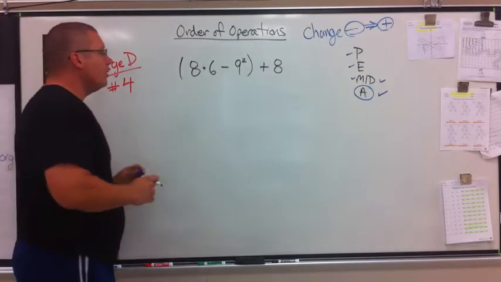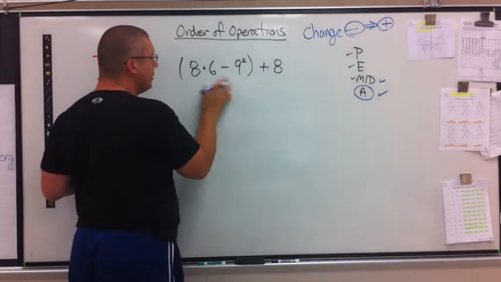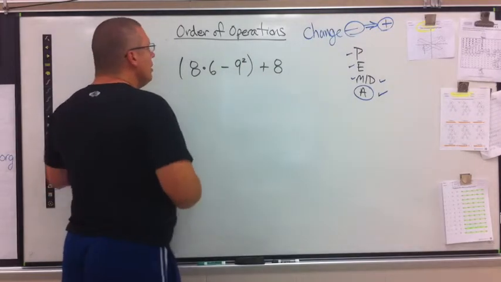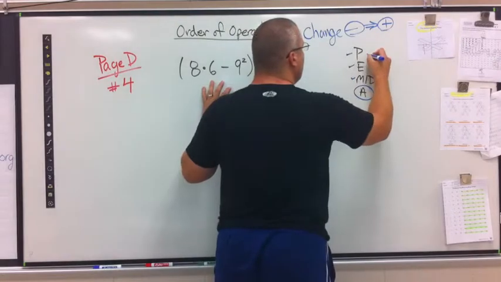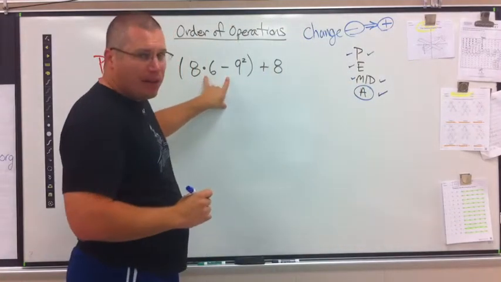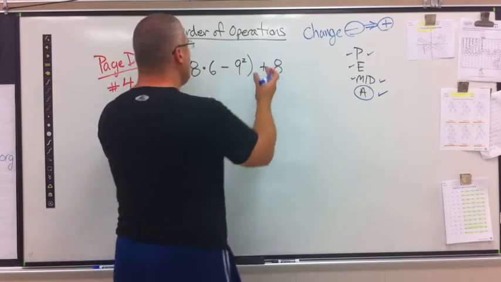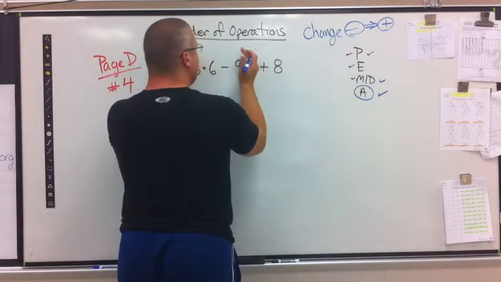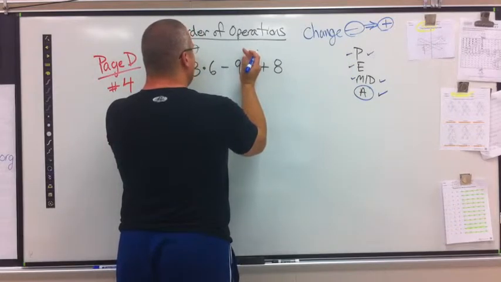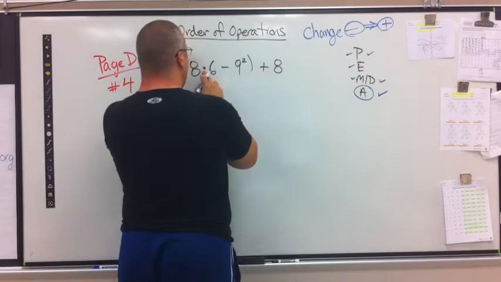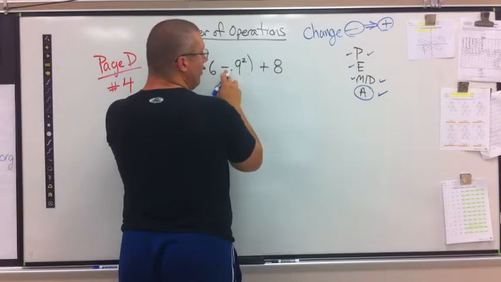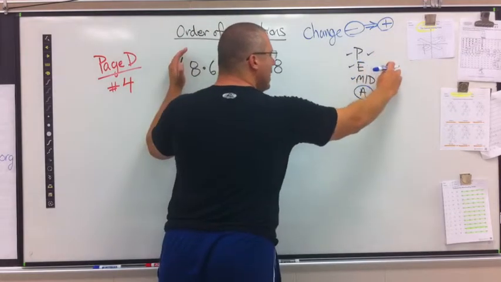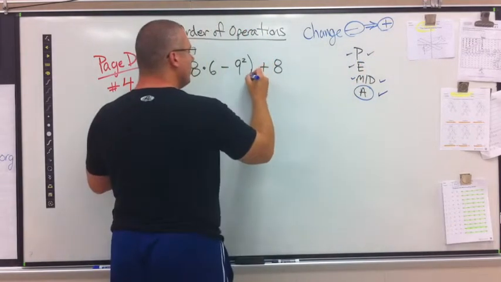Page D, number 4. In parentheses, 8 times 6 minus 9 to the second plus 8. So I want to take care of parentheses. Sometimes there's a couple operations inside parentheses. So once you are inside the parentheses, then you have to follow order of operations. So inside parentheses, I have three operations. I have times, I have subtract, which we're going to change here in a second, and I have exponents. So you have to decide, okay, from here down, what am I going to follow first?